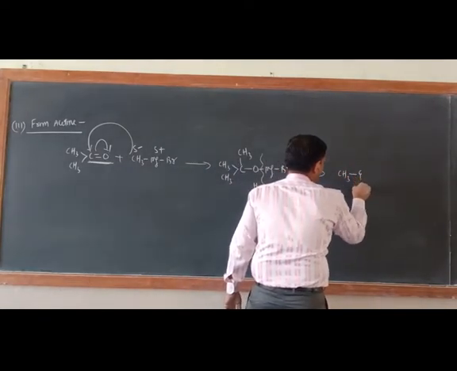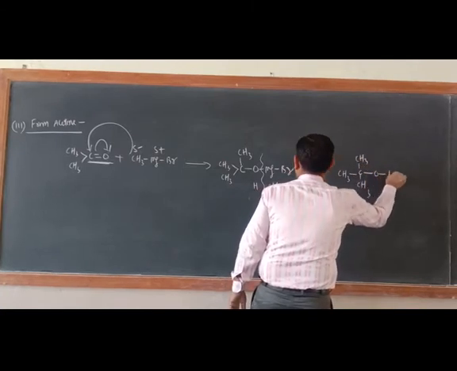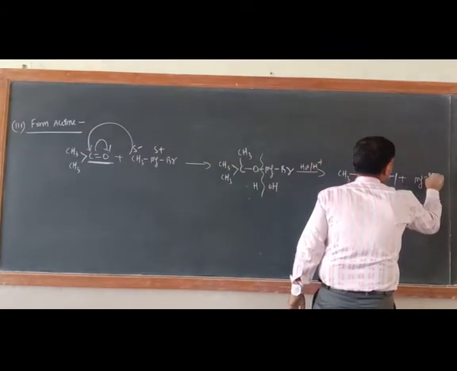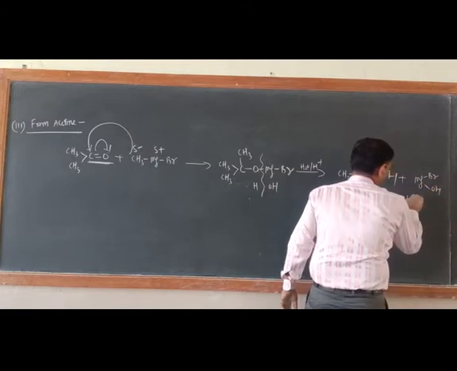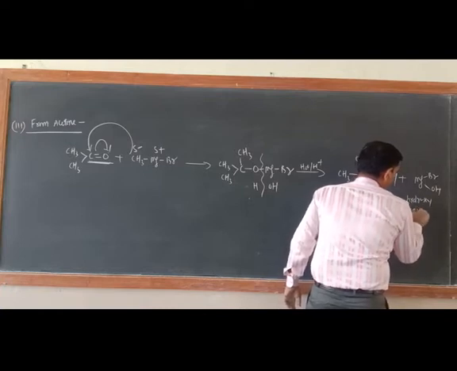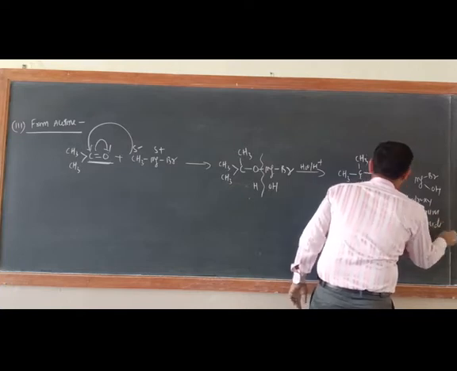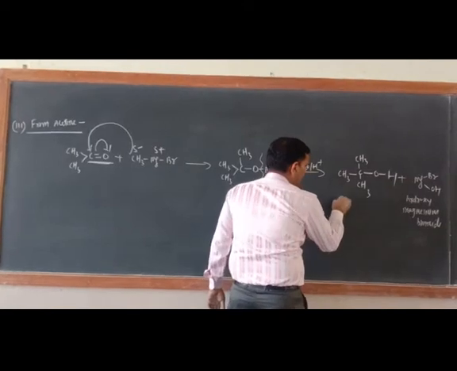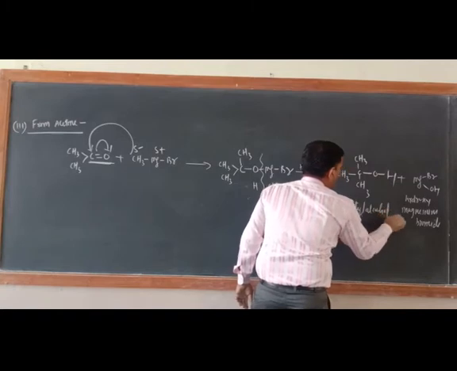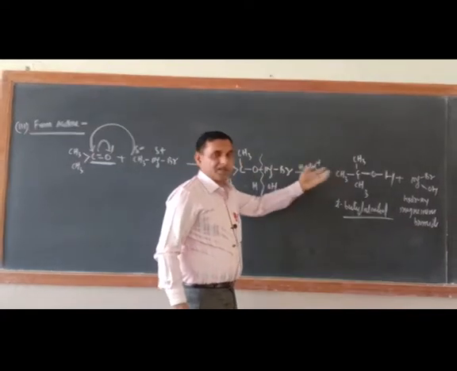So what is the product here? CH3, C, here CH3, here CH3, here OH. H should be here, plus Mg, Br, OH. What is this one? Hydroxy magnesium bromide. And what is this one? Tertiary butyl alcohol.